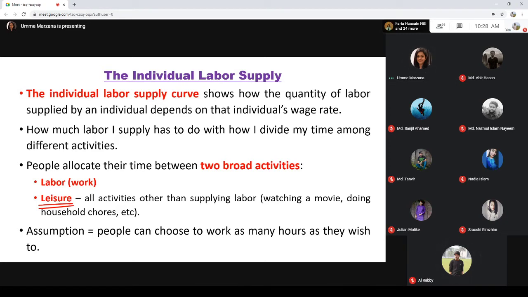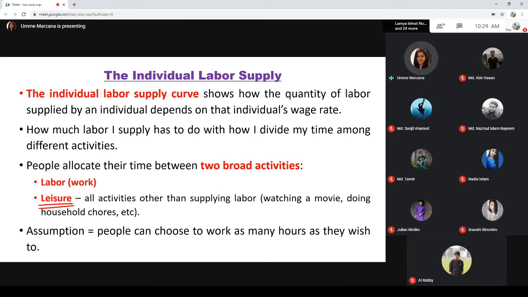Yes, ma'am. If I work 1 hour, I can earn 100 taka extra wage. I worked 7 hours before, if I work 8 hours I can earn 100 more taka. That means I can buy 100 taka worth of goods and services by working 1 more hour. Whereas if I don't work 1 hour, the cost is this. This is my opportunity cost. I will be able to afford the goods and services with that 100 taka.